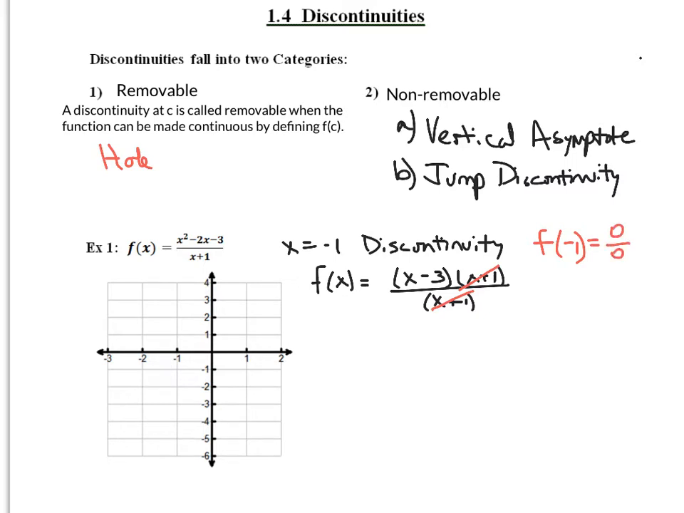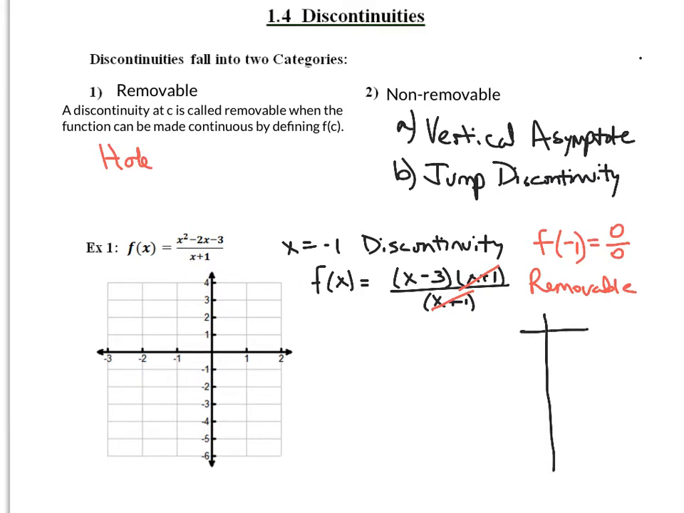As soon as I see that I have an indeterminate form and that these factors can be canceled, this tells me that I have a removable discontinuity. I am removing the discontinuity by rewriting this function as f of x equals x minus 3, canceling off the x plus 1s. So now what I have here is actually the function f of x equals x minus 3. X minus 3 I know is a linear function, so the only place where I can't graph this function is at negative 1.